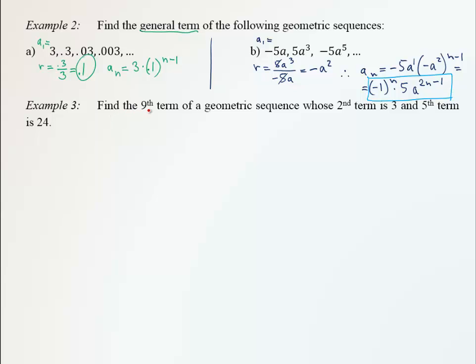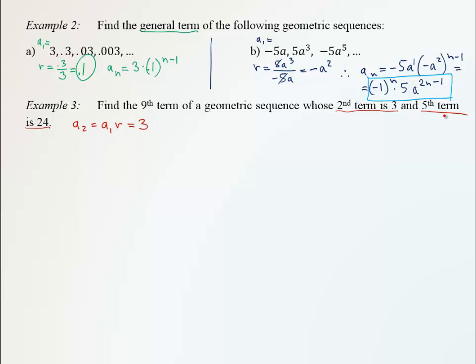Next, we want to find the 9th term of a geometric sequence, whose second term is given, and it's 3, and whose 5th term is given, and it's 24. Similarly as with arithmetic sequences, in such questions, we have two variables to look for, the first term and the common ratio. So we set up two equations, first equation using this information, second one using that one. So second term is 3. Second term is the same as a1 times r, and that's 3. We don't know either a1 or r, but that's okay.